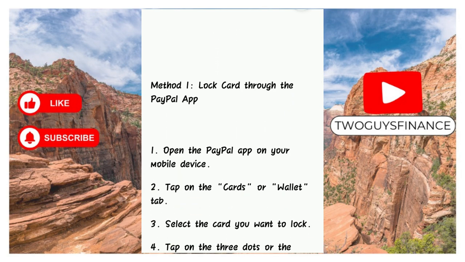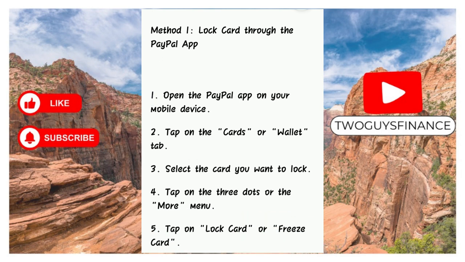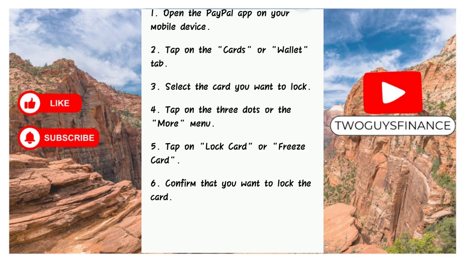The first, of course, is to lock your card through the PayPal mobile app. You can first of all go ahead and open the PayPal mobile app on your mobile device. Then you've got to tap on cards or wallets, select the card you want to lock, and tap on the three dots or the more menu, and then tap on lock card or freeze card. Then you've got to confirm that you want to lock that particular card.